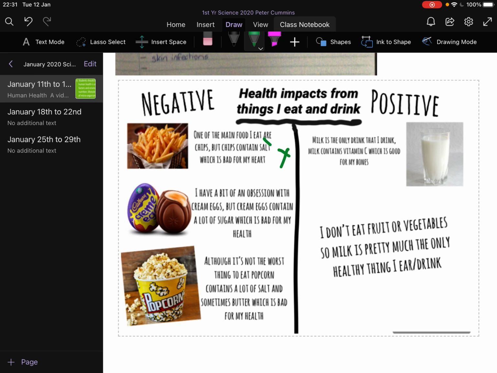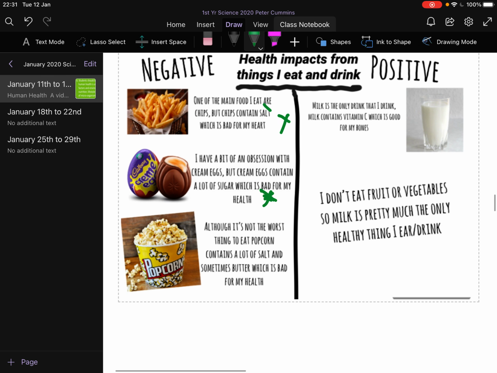This person has an obsession with cream eggs. Obviously sugar and fat and dairy and all that kind of stuff, so there's a lot in there. Although I am partial to a cream egg every now and again, it's a good example of something that could negatively impact your health if you ate loads and loads of cream eggs.